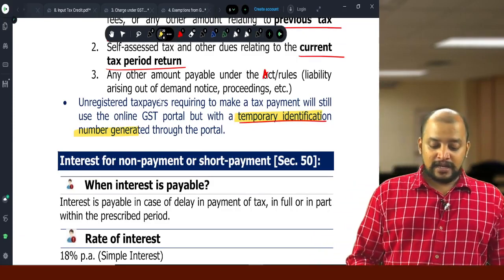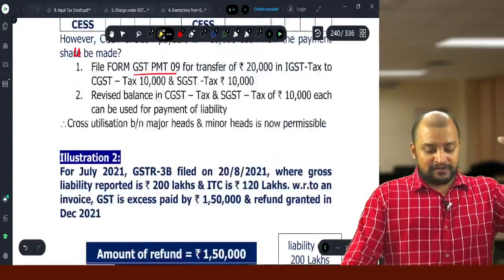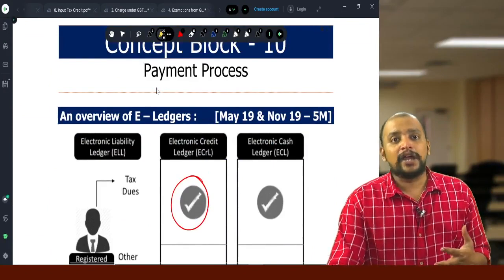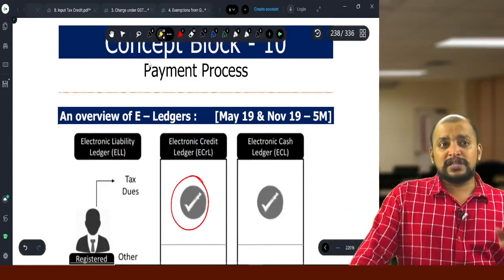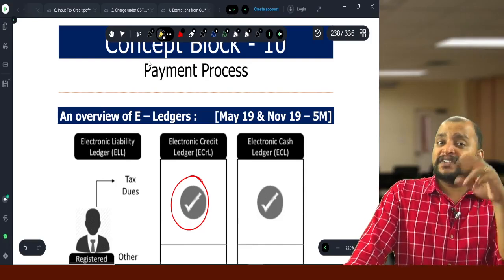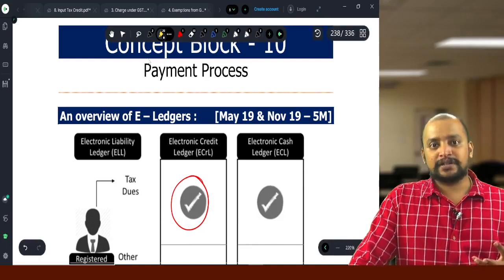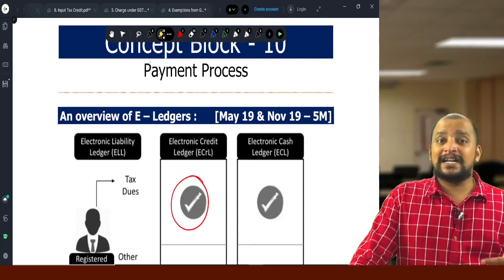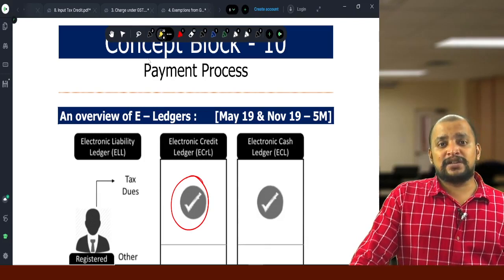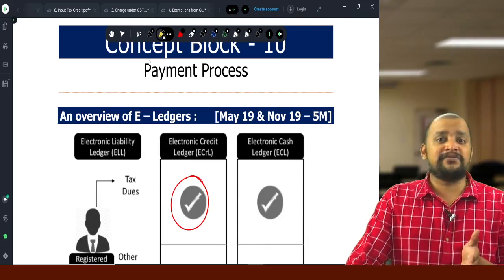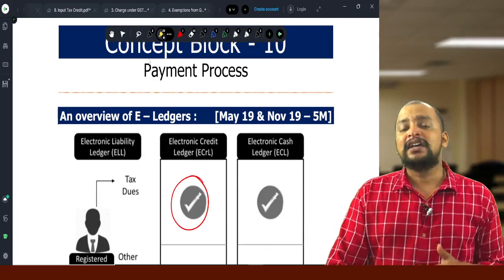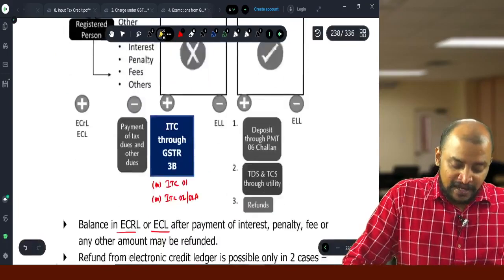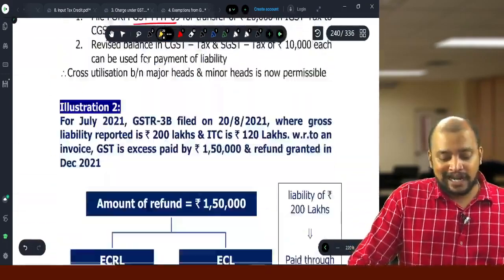Okay. Then this is about section 49. Whatever we have discussed so far, this information is given in section 49, an overview of electronic ledgers. In section 49, we have even this manner of utilization of credit. That is, whatever balance is there in the electronic credit ledger under IGST, the IGST credit should be used for payment of first IGST and then for CGST, with priority like that. That is also there in section 49, but we discussed that in input tax credit itself. Okay, so this is about section 49.